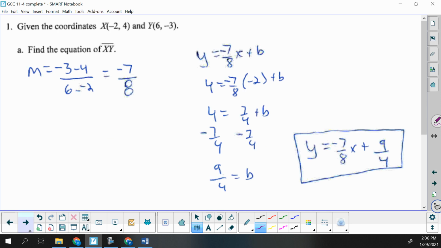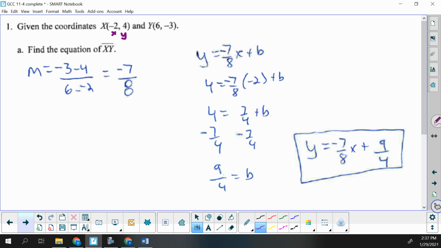Moving over to the homework, we wanted the equation of the line between the 2 points. So do what we just did in the warm-up, change in y over change in x, y2 minus y1 over x2 minus x1, we get negative 7/8 for the slope. So do y equals negative 7/8 x plus b. Then take either of your points to sub in for x and y. I chose to do the first point.